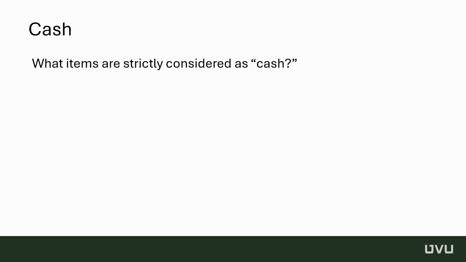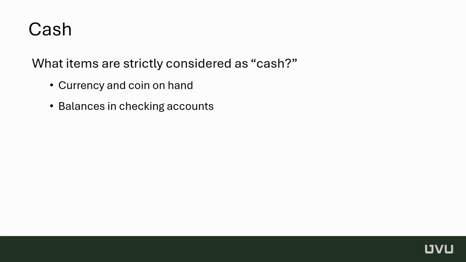But even with something as familiar as cash, accounting has some important classification rules. So with that broader roadmap in mind, let's start with the basic question. What items are strictly considered as cash? Well, first, it includes currency and coin on hand. That means the actual dollar bills and coins that a company has available, maybe in cash registers, petty cash box, or a safe. But cash also includes balances in checking accounts, as well as items that are acceptable for deposit, such as checks and money orders.